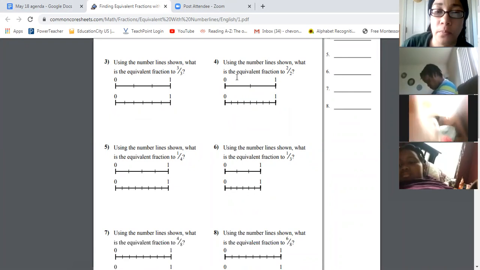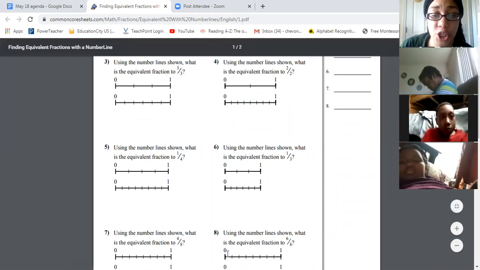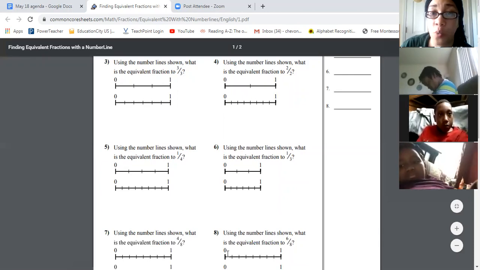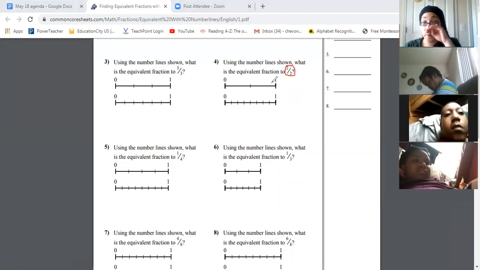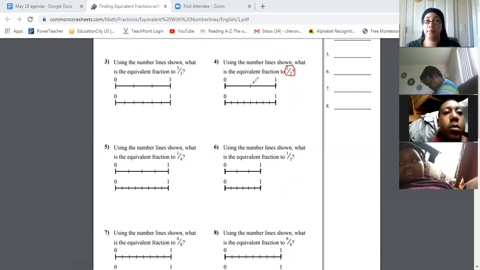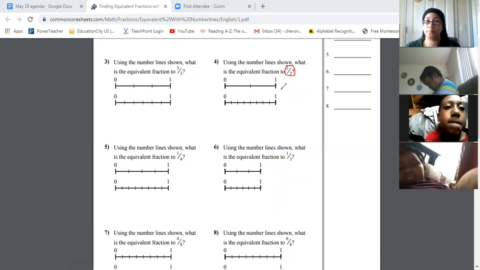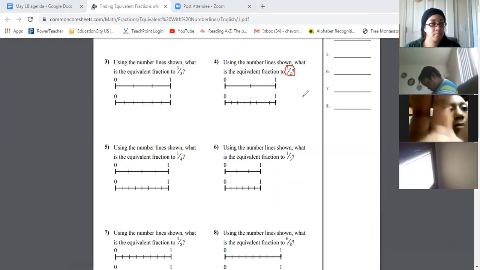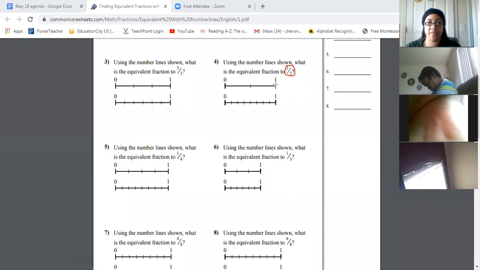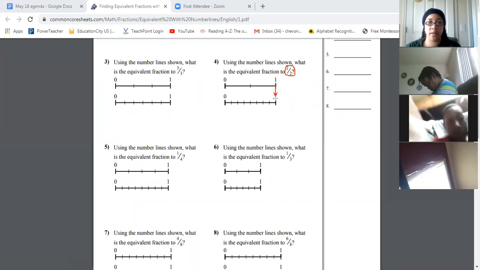Okay, let's look at number 4. So first, we need to find 2 out of 2, okay? So we need to find which of these tick marks is 2 out of 2. Is that going to be A, B, or tick mark C? Good. Okay, so everyone said that's this one, which means we need to go directly below it.